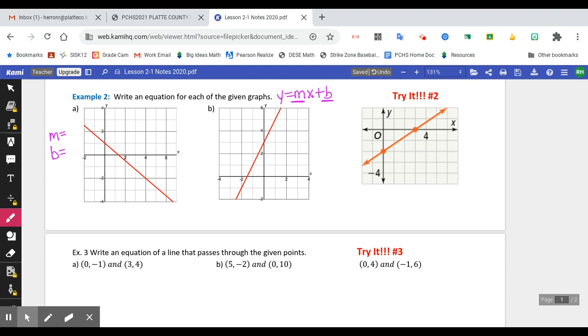So m is your slope, and b is your y-intercept, where it crosses the y-axis. So in order to do this, we have to make 2 points in order to count our slope. So I'm always going to pick my y-intercept as the first point, where it crosses that y-axis. Well, that's at +1, so my b would be 0, 1, or 1.